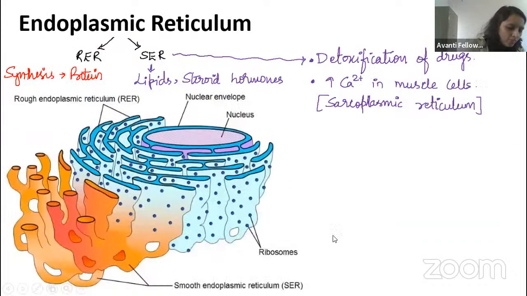So then coming to the endoplasmic reticulum. Okay, so you know that endoplasmic reticulum.